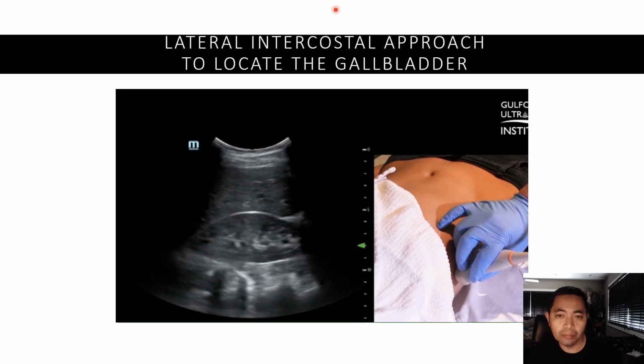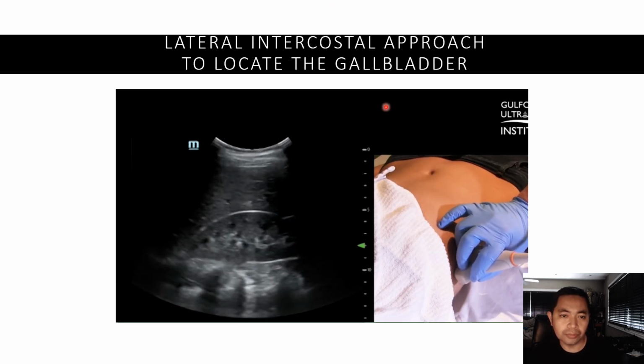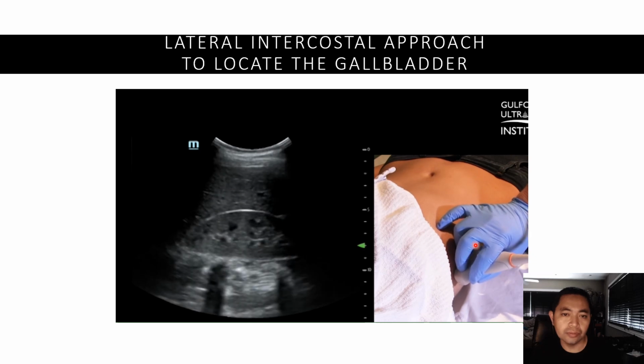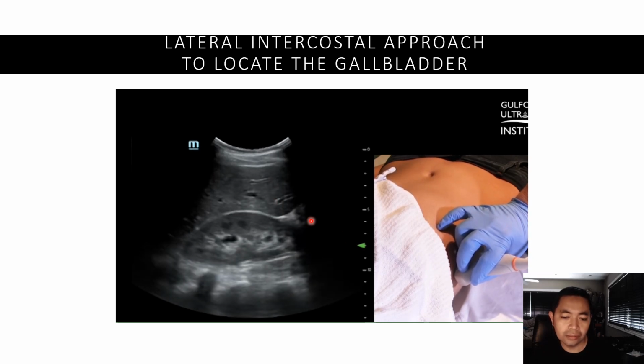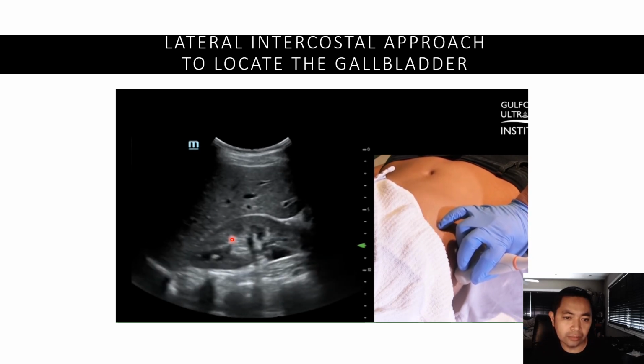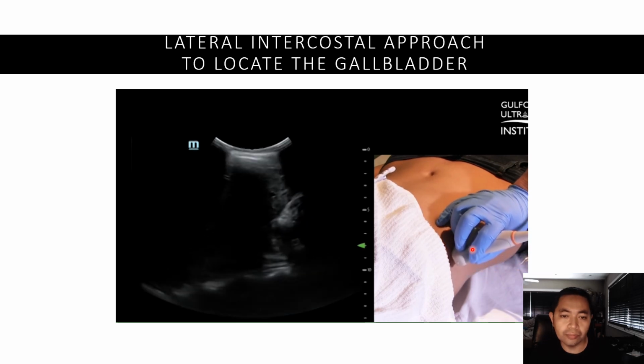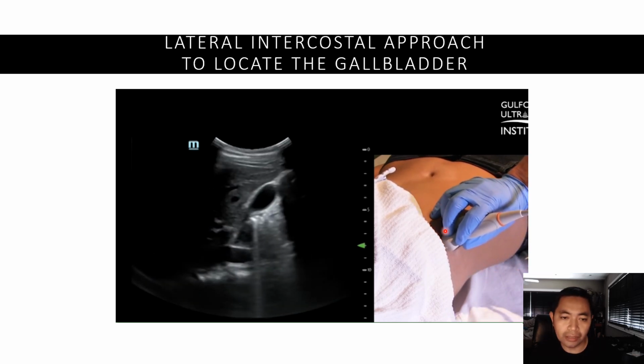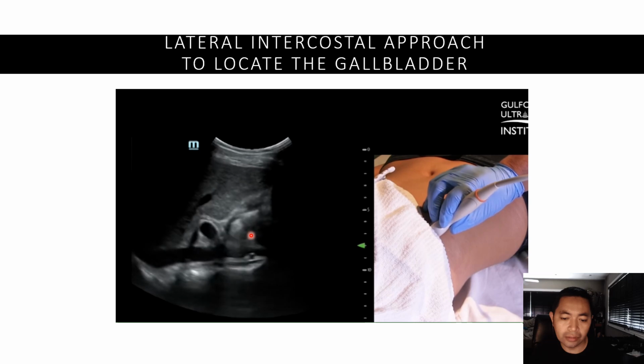To locate the gallbladder through the lateral intercostal approach, you start by placing the probe on a low intercostal space. The liver and the right kidney are seen, and then you move the probe anteromedially along the rib cage until the gallbladder is visualized.